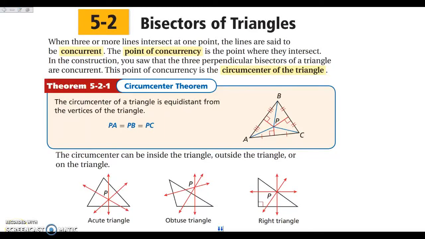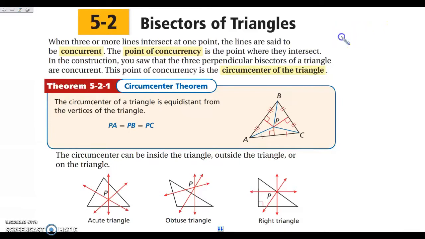Hey everybody, today we are looking at Chapter 5, Section 2, which is bisectors of triangles. Starting off with some pretty important vocabulary here. When we have multiple lines, so it's 3 lines or more, that intersect at one point, those lines are called concurrent.